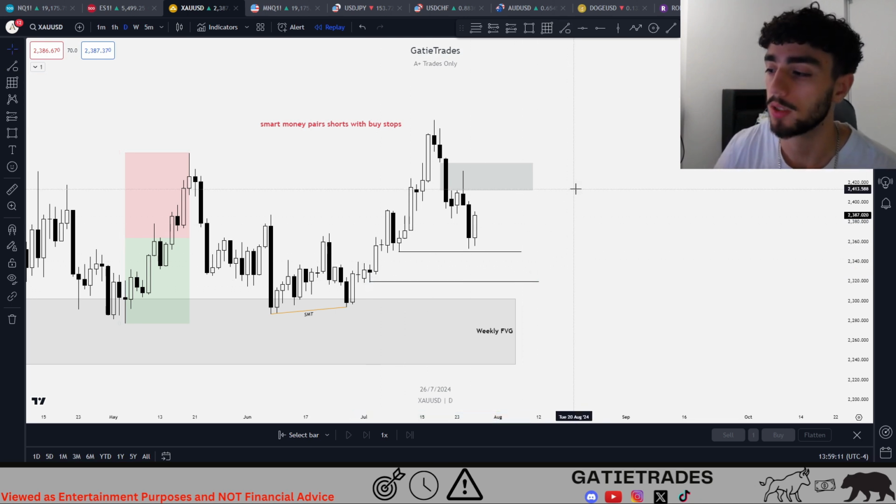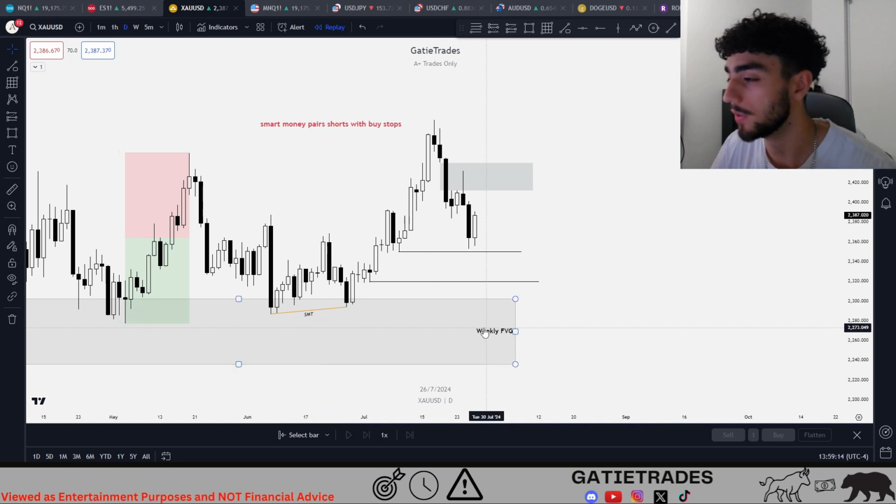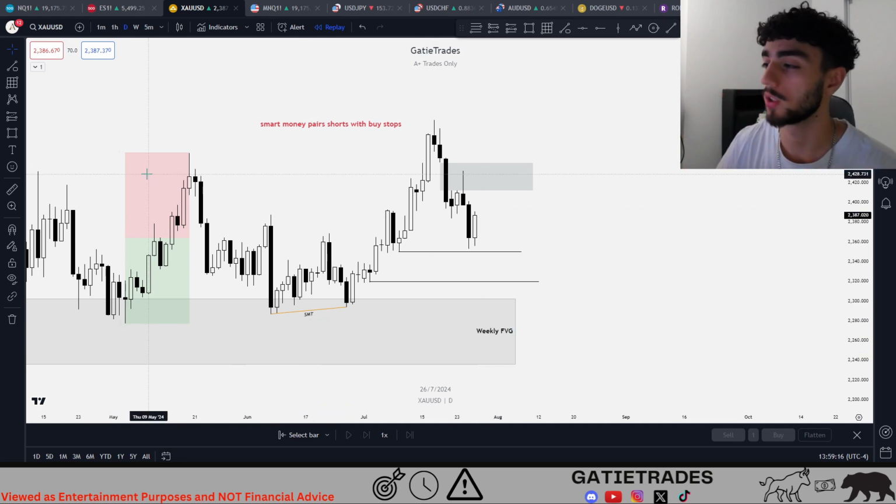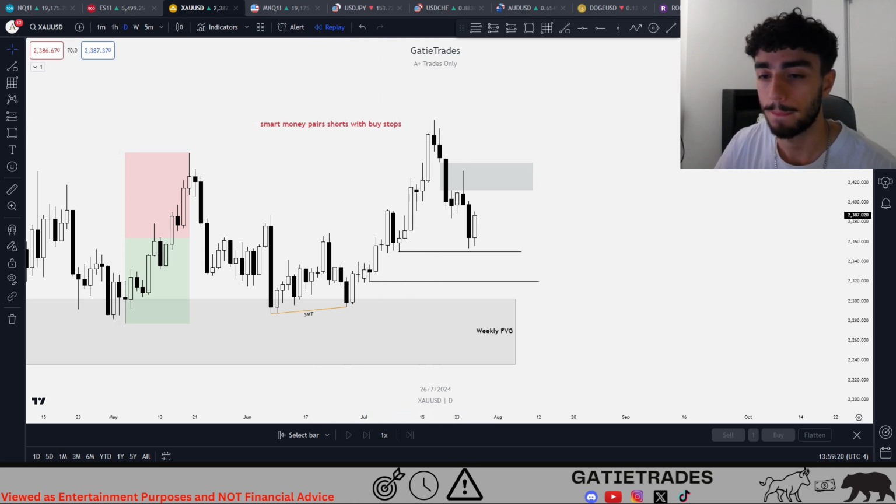Now, obviously, other things play a part, right? We had this SMT here, the weekly fair value gap, discount premium. We're not just looking at liquidity, but you can see how that kind of played out right there.